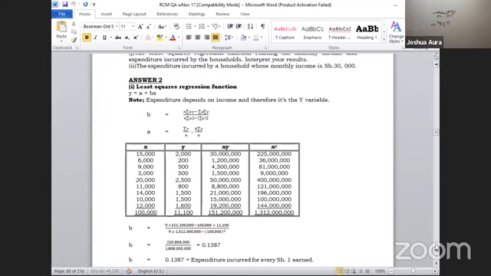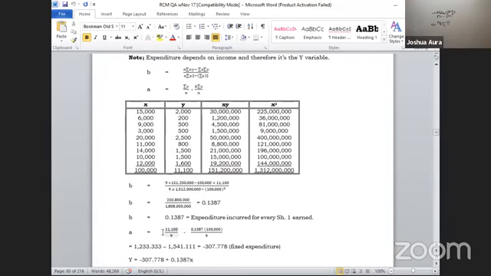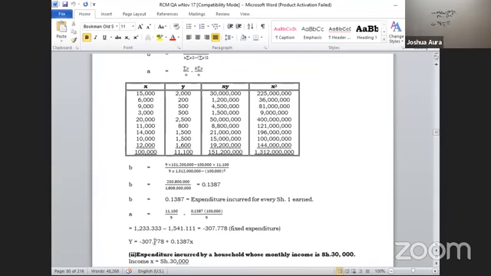Ladies and gentlemen, having gotten the value of B, getting the value of A was not a major problem. You can either divide these individual terms by n, or have everything all over 9, which gave me a fixed expenditure of negative 307.778. And therefore, this is my Y equation. A stands for the intercept, the fixed expenditure, which is an examination question. I know a negative spending does not make sense, but in this particular case we have to take it the way it is. This is the fixed cost.